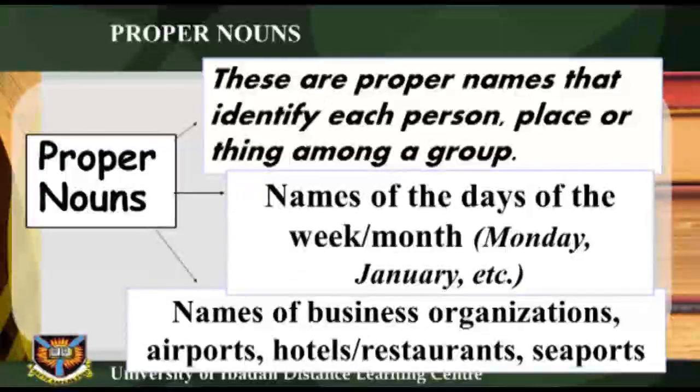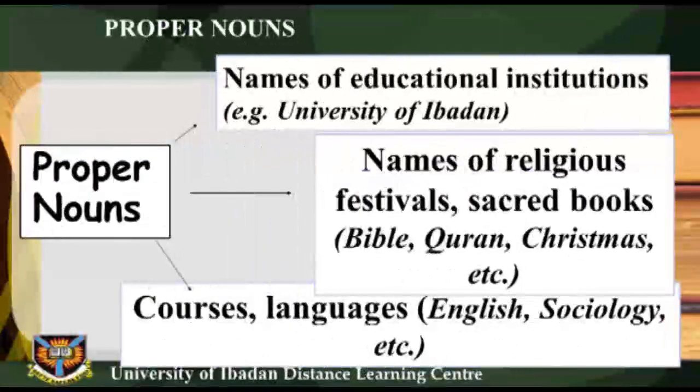In addition, the names in the following categories all fall under the class of proper nouns: business organizations, airports, days of the week or month, educational institutions, hotels or restaurants, religious festivals, sacred books, seaports, courses, languages, etc.